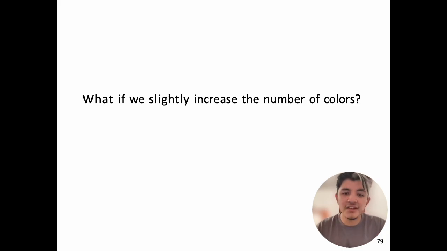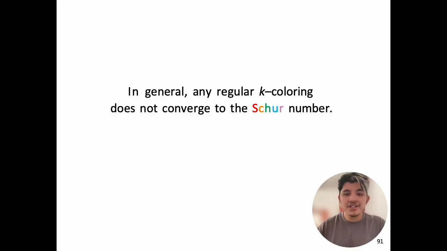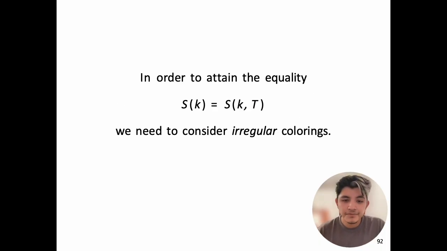We enunciate the following theorem. For every k greater than or equal to 1, the dynamical Schur number is bounded above, and moreover is less than or equal to 4 times k minus 3. Okay, so in general, any regular k coloring of [0,1) does not converge to the Schur number. And as a consequence of this theorem, we show that any coloring that attains equality between the dynamical Schur number and the classical Schur number has to be an irregular coloring.